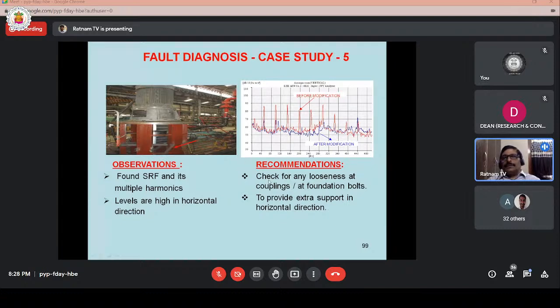So then they provided extra support in the horizontal direction. After modification, the vibration levels have come down, and the multiple harmonics also disappeared.